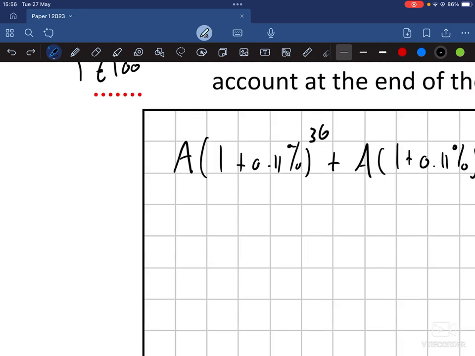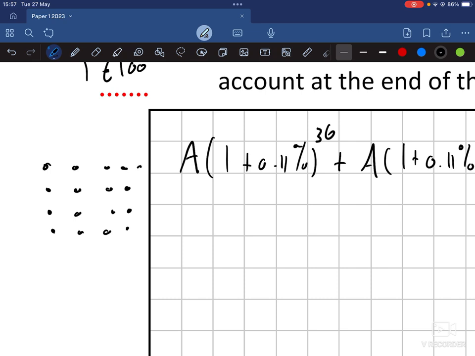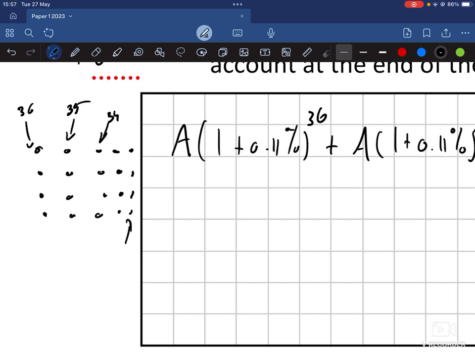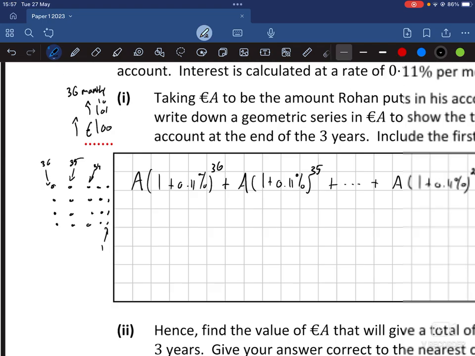So every single month for 36 months, he puts in one of these. I'm not going to do 36 of these, but he does them like this. He puts one of these in every single month. The first one he puts in is going to get interest on it 36 times. The next one he puts in is only going to get interest 35 times, the next one 34, and the very last one he puts in is only going to get 1 month of interest on it. Okay, that's how these work.